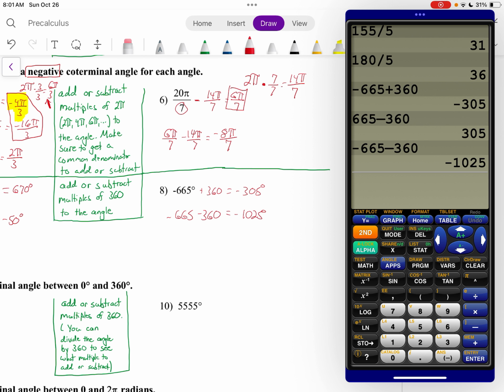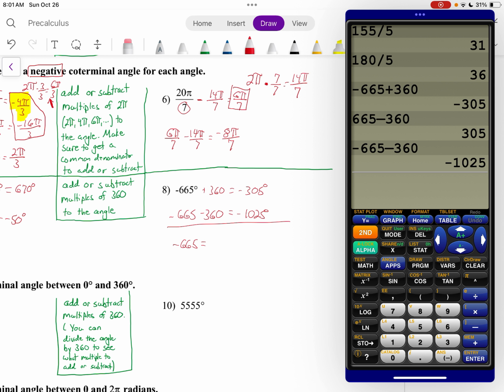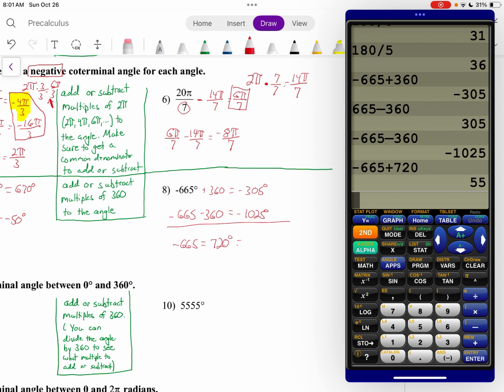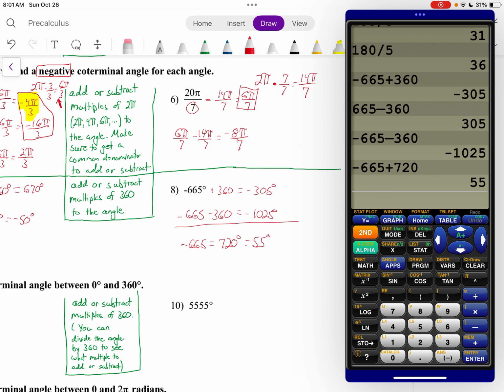A couple things we could do for positive. You might have started with this negative 665 and realized adding 360 isn't going to get us into the positive, so we could add 720, because that's 2 times 360. So negative 665 plus 720 is 55. Some of you might have taken negative 665, added 360, and that wasn't enough, so added 360 again, and once again you get that 55 degrees.